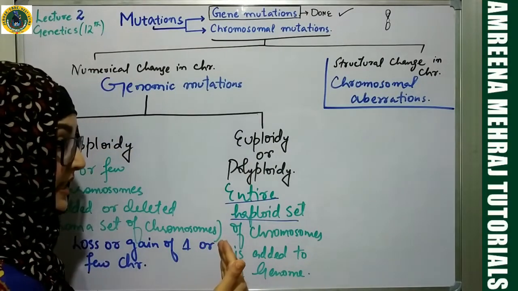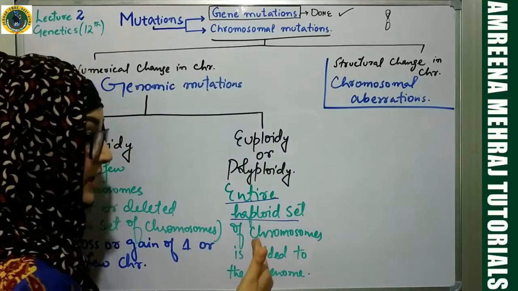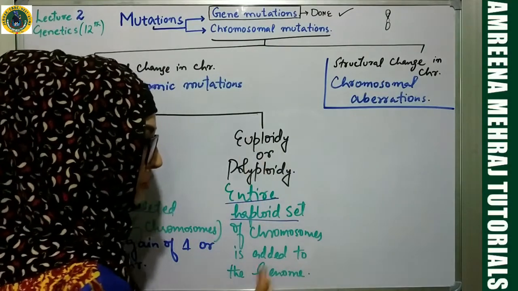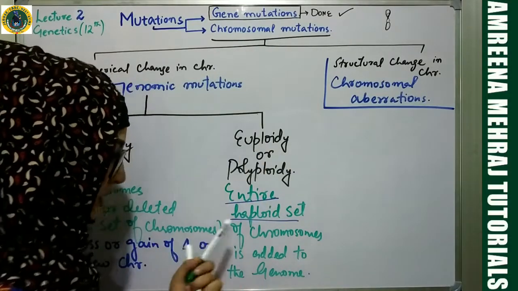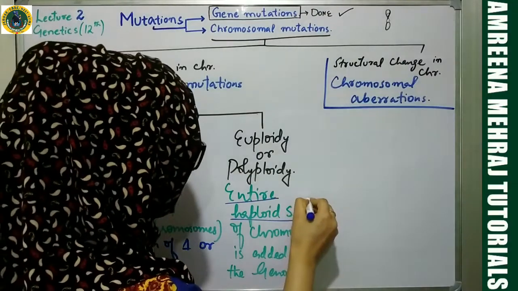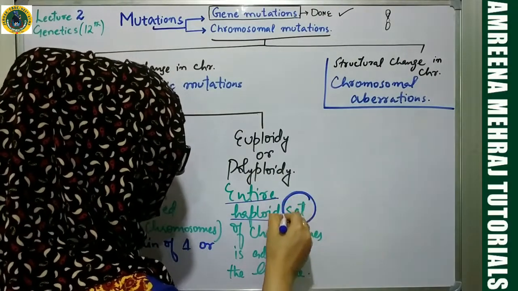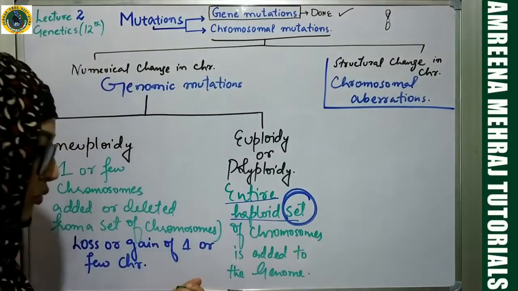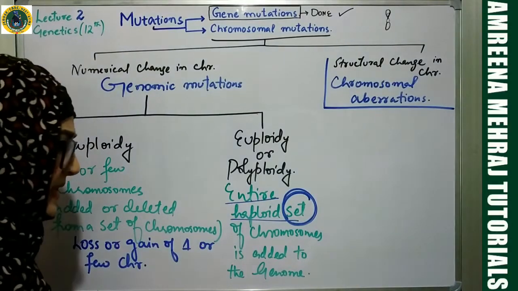If the condition is such that an organism is not having 3 sets, but is having 4 sets of chromosomes, so the entire set is involved. Here you are concerned with what? You are not concerned with 1 or 2. You are concerned with a complete set of chromosomes. So this is the basic thing, okay?